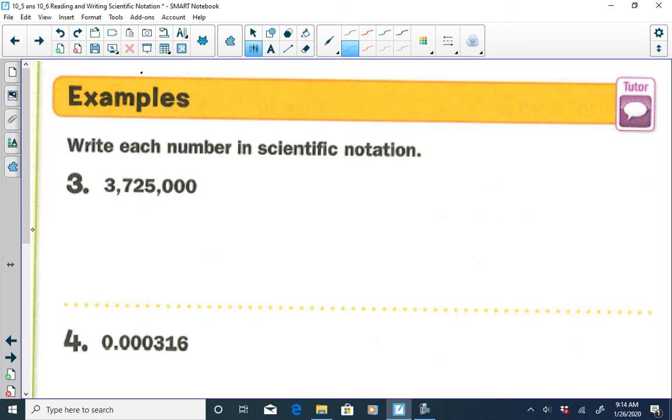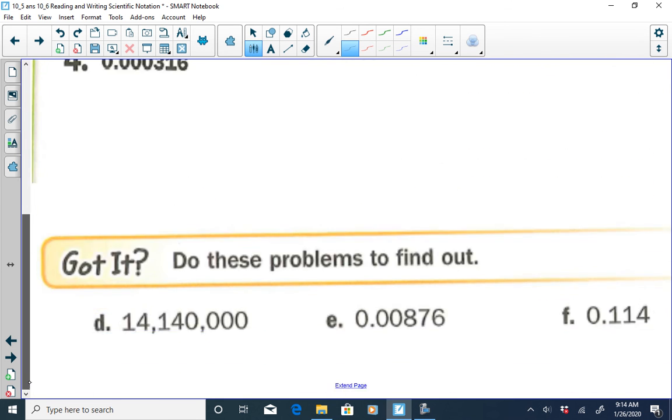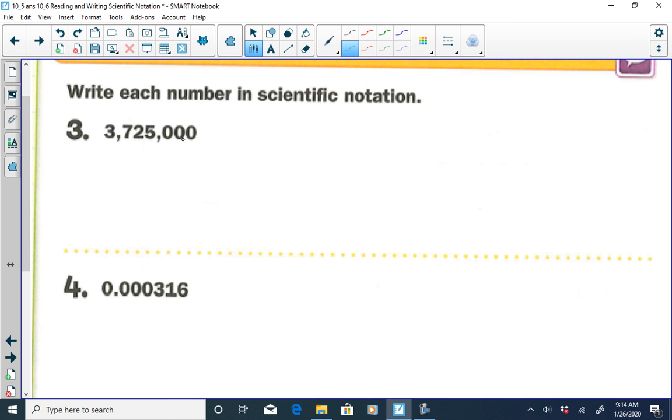If you want to try this, writing this number in scientific notation, where would we have to locate the decimal point? The decimal point would have to be located here. How many places do we have to move it? 1, 2, 3, 4, 5. We have to move it 6 places. So that'd be 3.725. Don't forget all these other digits, they're important. Times 10 to the, what did we say? 1, 2, 3, 4, 5, times 10 to the 6th power.